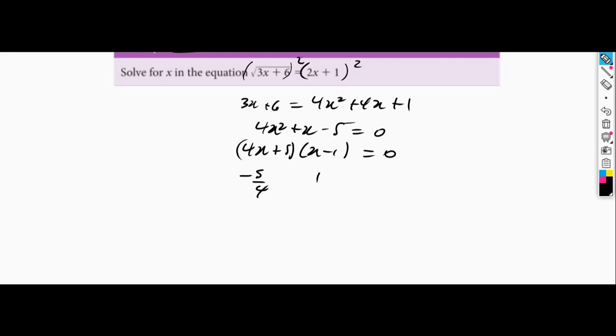But we always have to test these solutions to see which one works, especially when you have radicals. If you test these in the original equation, you're going to see that this is a false solution, and this one is the only solution that works. So x equals 1 would be the only solution to this equation.